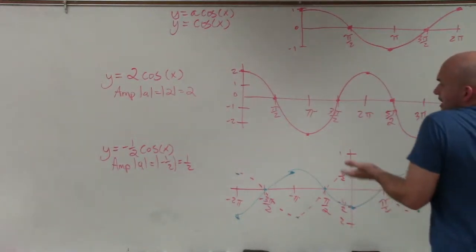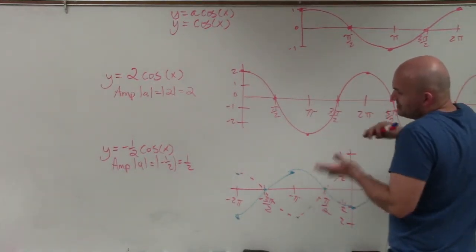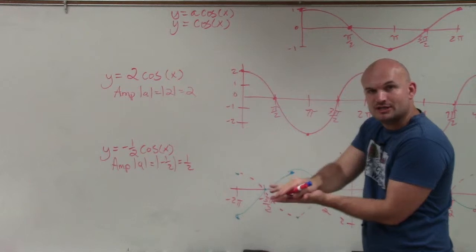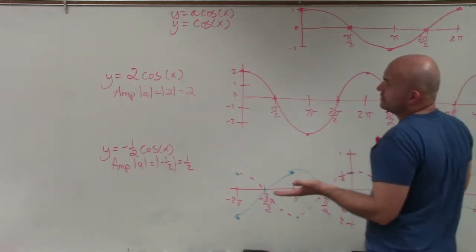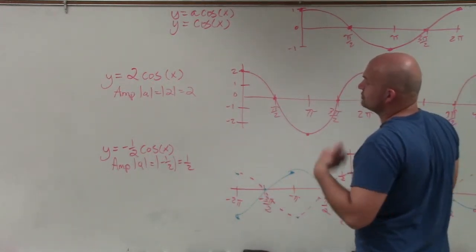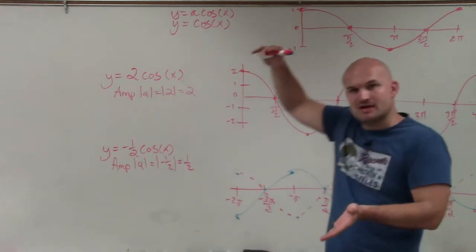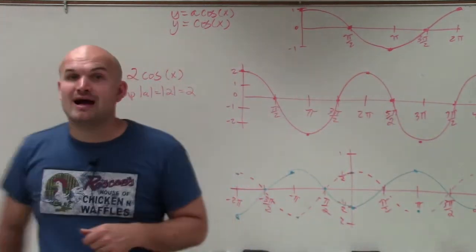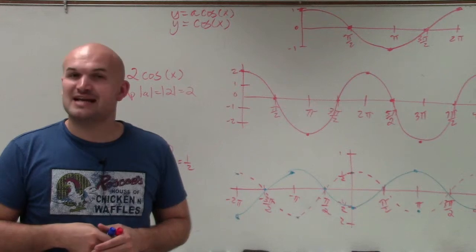And the other important thing is when the absolute value of the amplitude is less than 1, the graph is vertically compressed. However, when the absolute value of the amplitude is larger than 1, you can see that it's vertically stretched. So there you go, ladies and gentlemen. That is how you graph your cosine graph with a change in amplitude. Thanks.